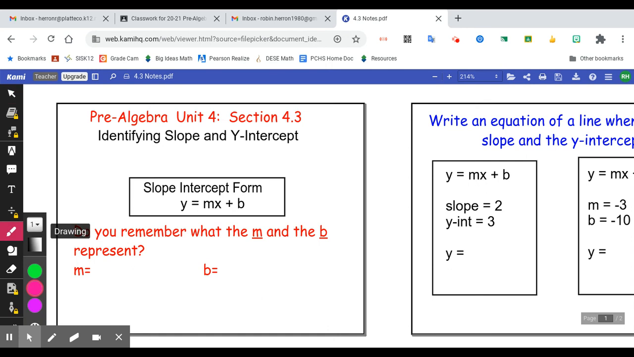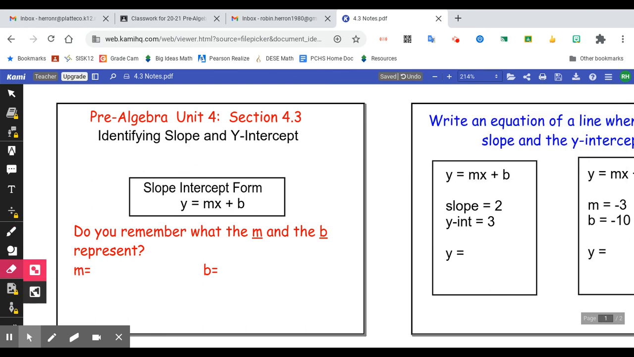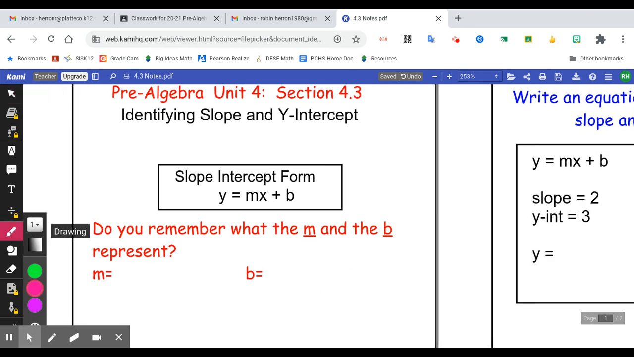All right, lesson 4.3. We are going to start working on our linear equations, which is y equals mx plus b format. And that is actually called slope-intercept form. So if you look here, this should be something that we are very familiar with from last year. Do you remember what the m and b represent in this equation?